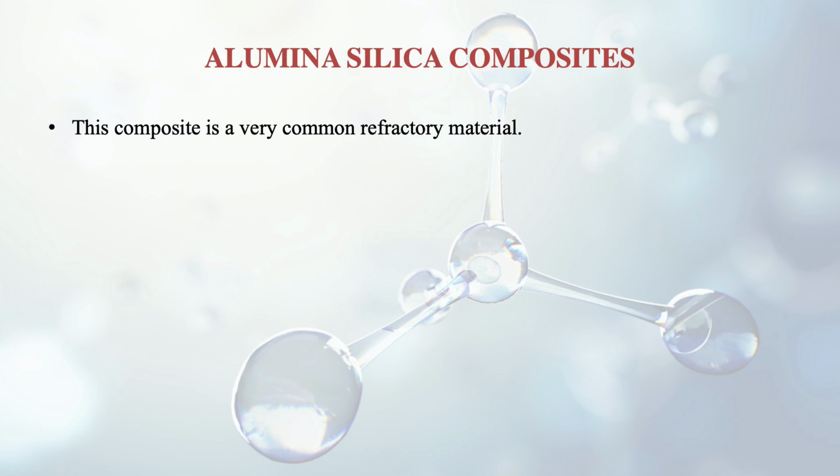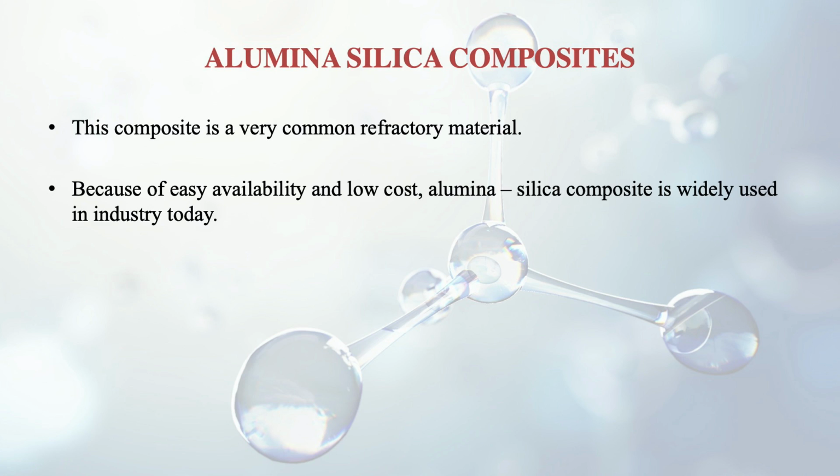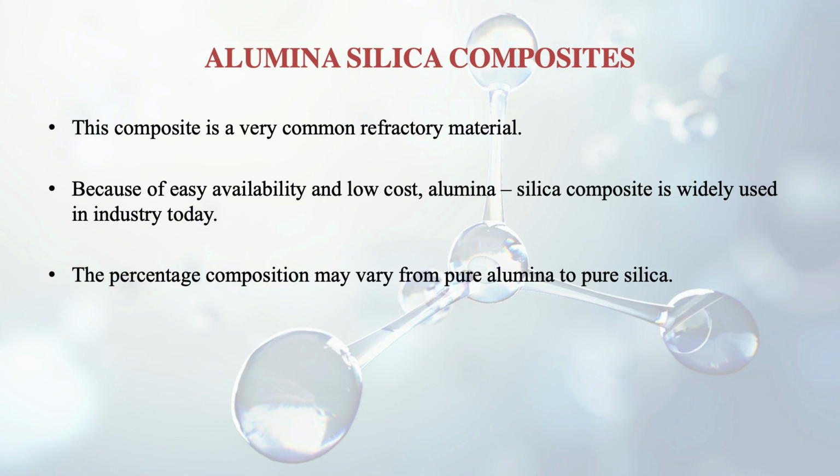So this alumina silica composite, from the name itself, there is alumina and there is silica, and this is a very common refractory material because of its easy availability and low cost. So both of these things, alumina and silica, can be combined together as a composite, and they are very much used in our industries. But the percentage composition may vary from pure alumina to pure silica according to the various needs.